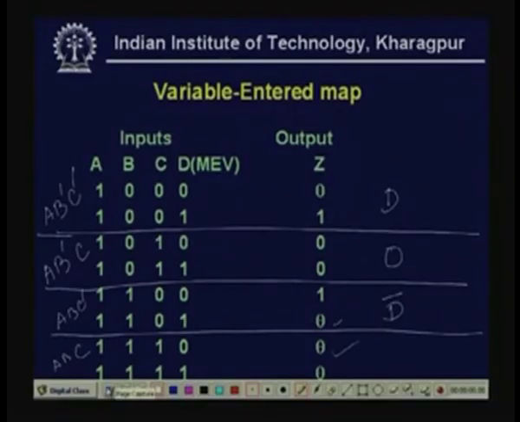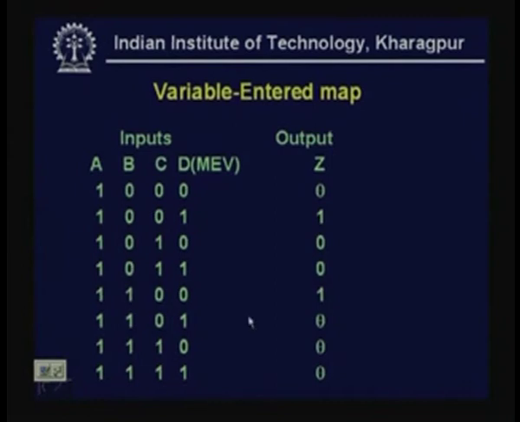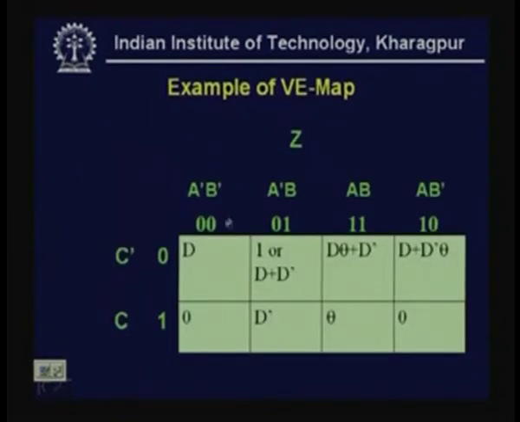So, just now what we have discussed, this is the summary. See, for A dash, B dash, C dash we have already seen, this is D. For the next, this is A dash, B, C dash. A dash, B, C dash, it is 1 or D plus D dash.